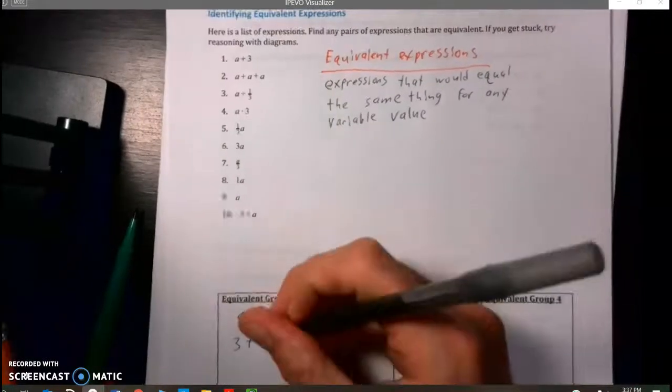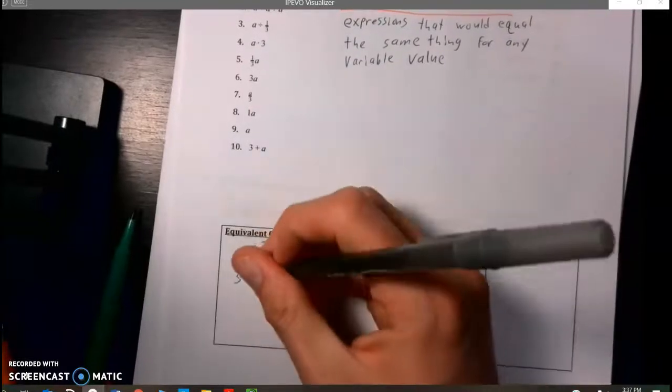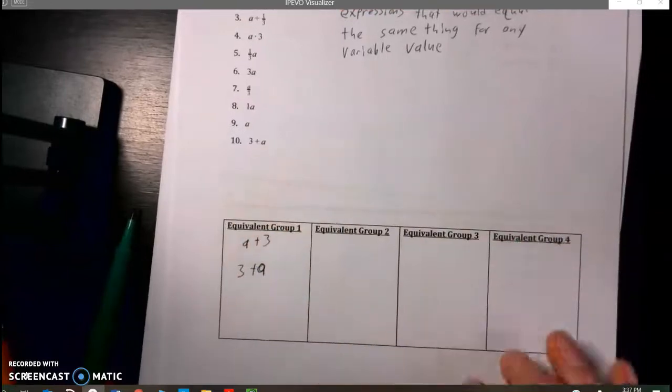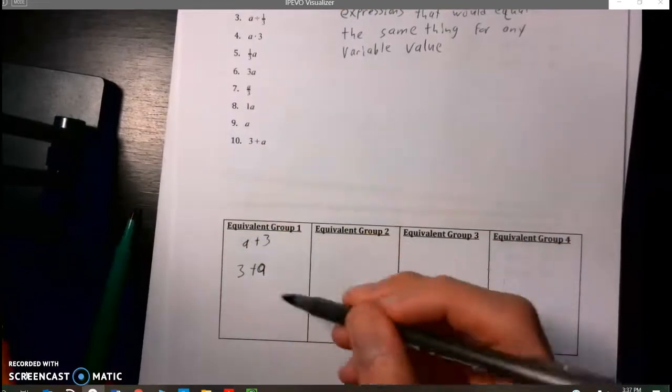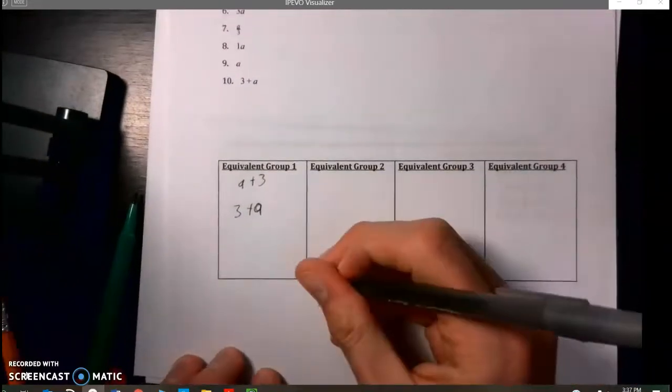So to review, this is called the commutative property of addition. What that means is that in addition, order actually doesn't matter. A plus 3 and 3 plus A are the same thing. They are equivalent. So let's take a look at an example.